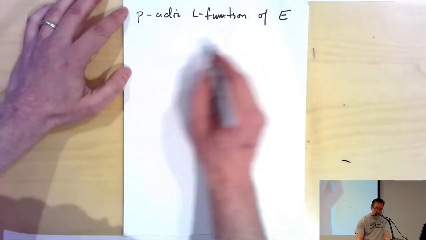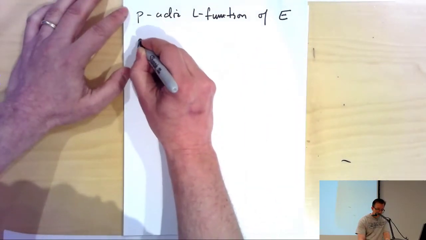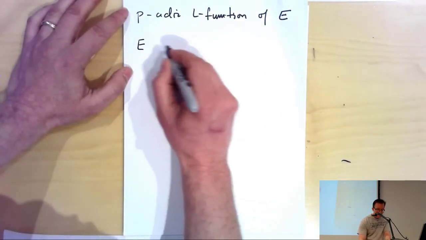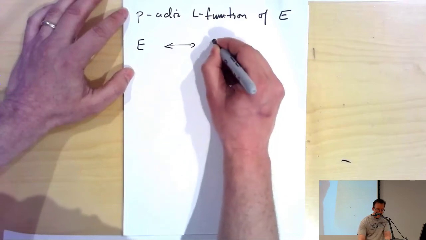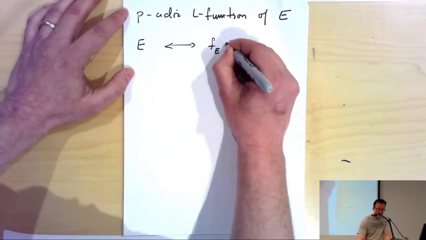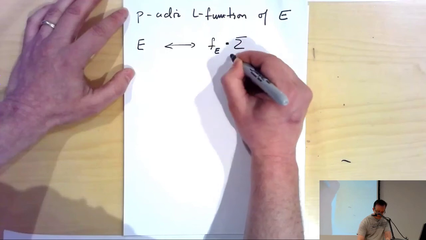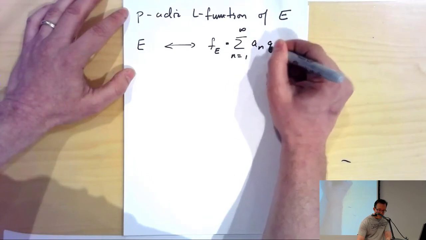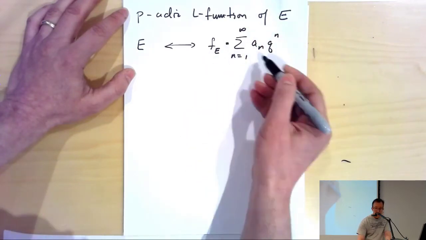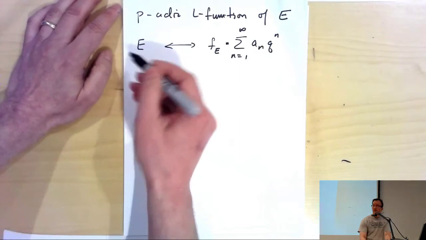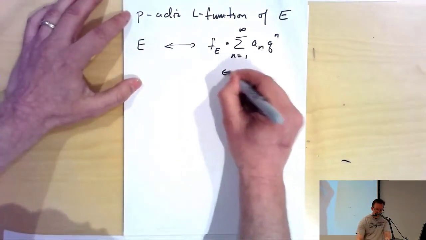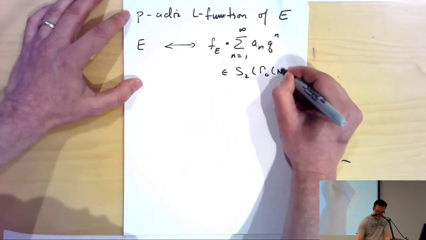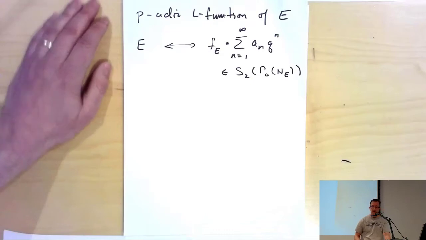So let me describe the p-adic L function of E. If we have E, there's an associated modular form f, an eigenform, the sum for n equals 1 to infinity of a_n q^n. And of course, a_p for any prime p is the a_p of the elliptic curve. This is a weight 2 newform of level given by the conductor of the elliptic curve.